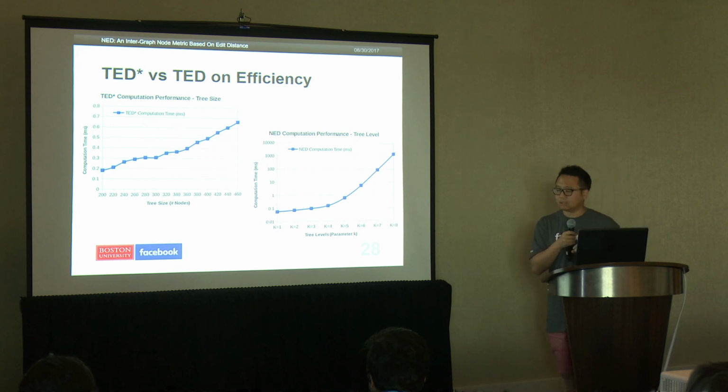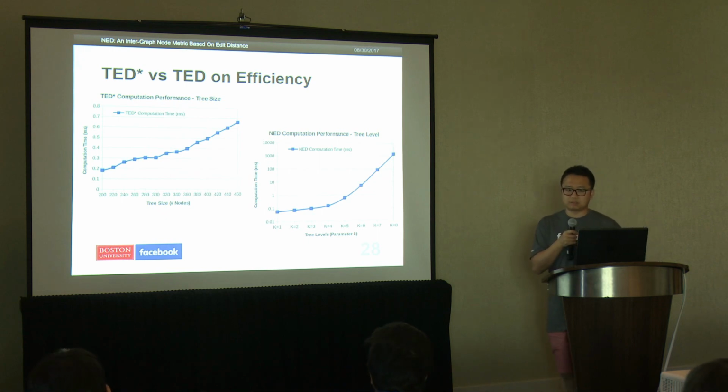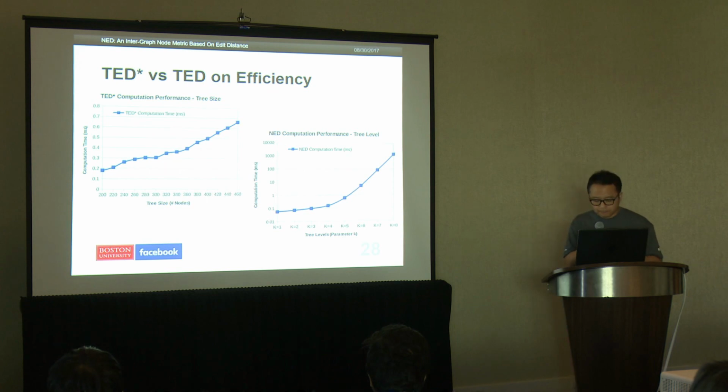But for small-world graphs, the k won't be very large, because k means how many hops you will jump, and use that adjacency to describe the node. When k is very large, that means you use the whole graph to describe this node.